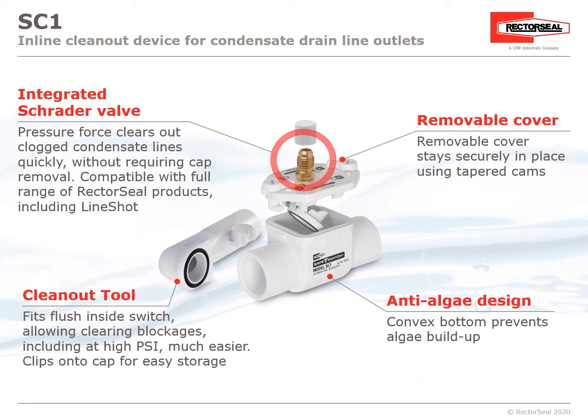It's an inline cleanout device for condensate drain outlets. The code says that it shall be configured to permit the clearing of blockages and performance of maintenance without requiring the drain line to be cut. That is the SC1. It comes with an integrated Schrader valve. Clear the line without removing the cap. It's perfect when using compressed air devices, such as RectorSeal's Line Shot. And if connection to a Schrader valve is not available, if you do not have the tool, it comes with the cleanout tool, which you can attach to a vacuum or a pump device like a Mighty Pump or the AC Drain Pump. And again, the cleanout tool can be clipped onto the cap for easy storage.